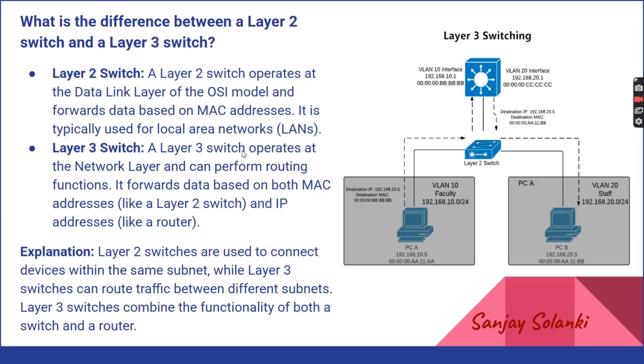Now layer 3 switches operate at the network layer and can perform routing functions. They forward data based on the MAC address at layer 2 and the IP address also. This is the layer 3 switch. A layer 2 switch is only used for the internal network. If we want to send data from one network to another network, we can use the IP address. Based on the IP address, we can forward the data. So it's like a router, working as a router. So this is the difference between layer 2 and layer 3 switches. Let's see the explanation.